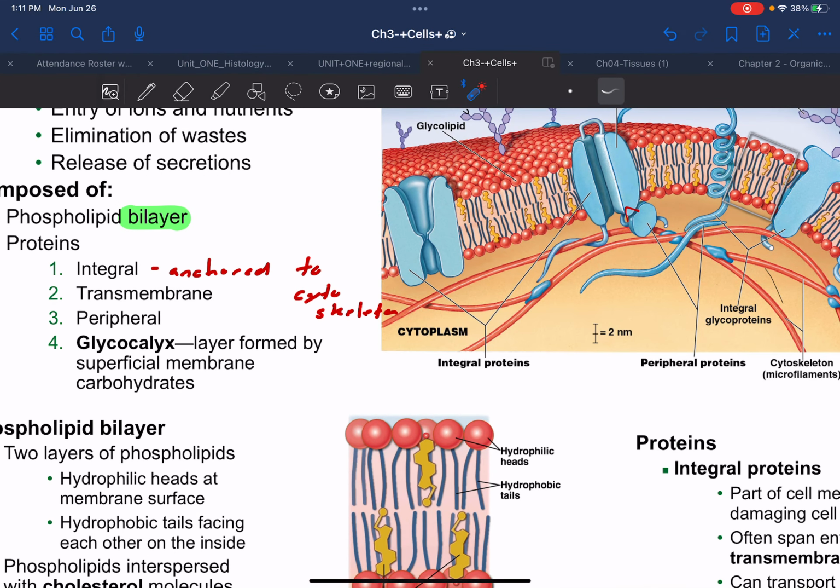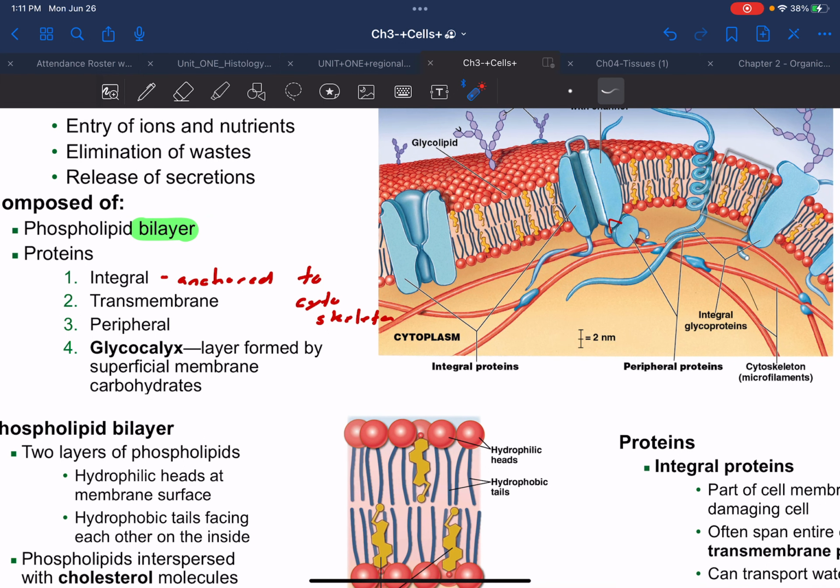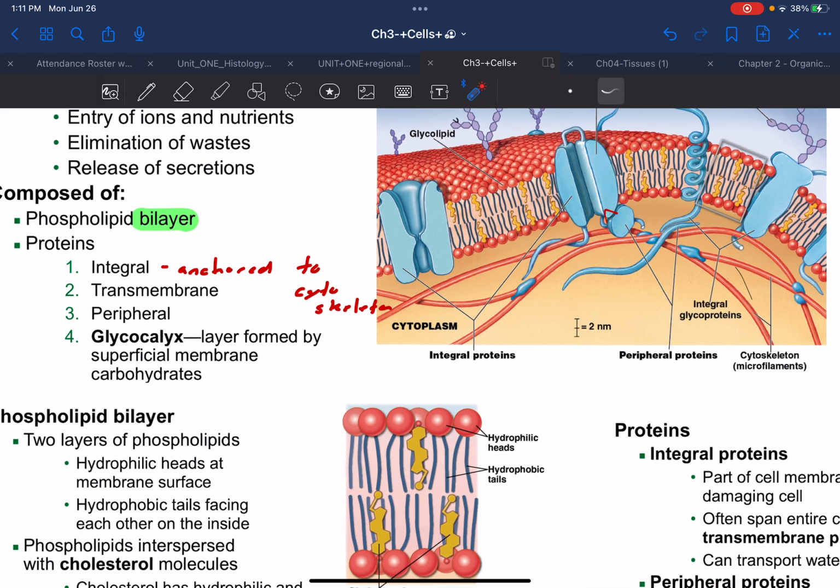And then we have peripheral proteins. Peripheral proteins are going to be proteins that are on the periphery. Remember that that means on the edges of something or on the sides. And so you can see peripheral proteins are only going to be on one side. Peripheral proteins only on one side.